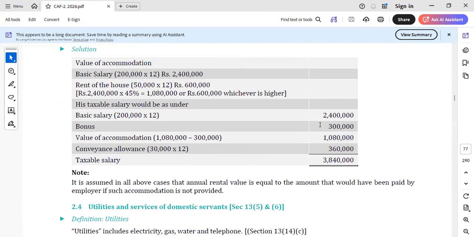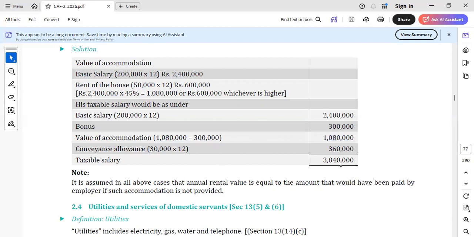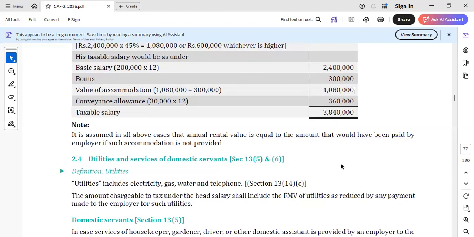So if we total this, exactly. Here you can say this is an error, a misprint and typing error in the book. Here it should be 7 lakh and 80,000 because we have to subtract 300,000 that is being paid by the employer, and the remaining 25,000 is being paid by the employee. The total will come to 38 lakh 40,000. We will include this in total salary income.